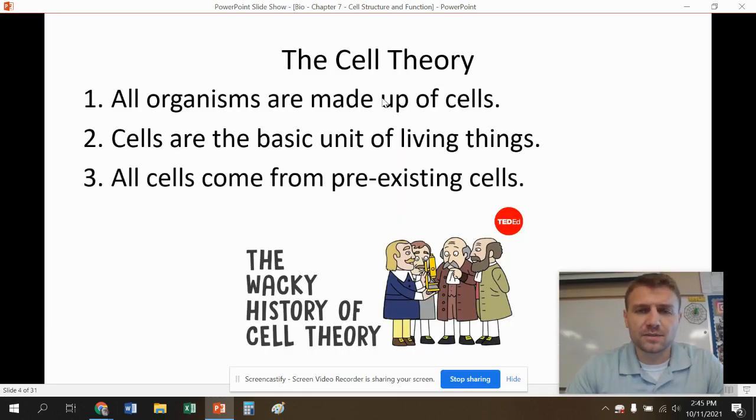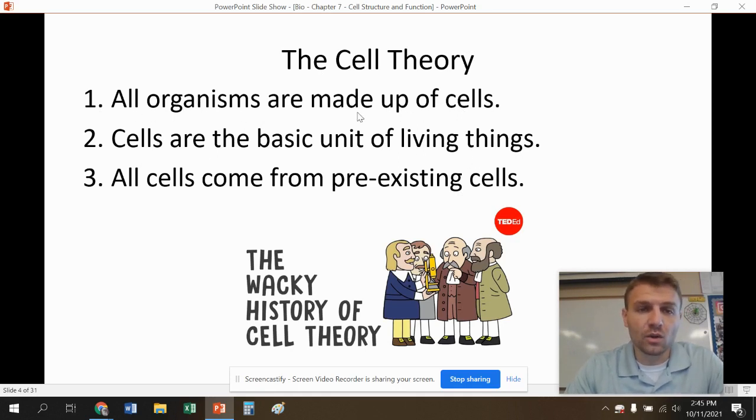From there, he and other scientists developed something called the cell theory. The three parts of the cell theory are: all organisms are made of cells, cells are the basic unit of living things, and all cells come from pre-existing cells. These are concepts and statements that are supported by a wide variety of evidence.